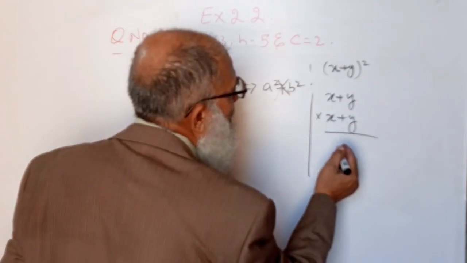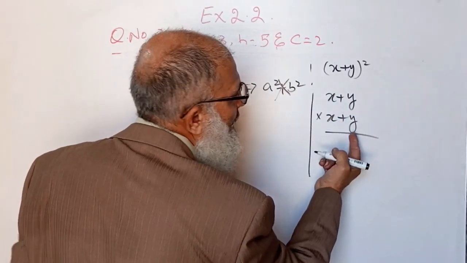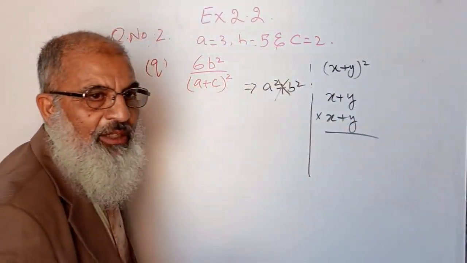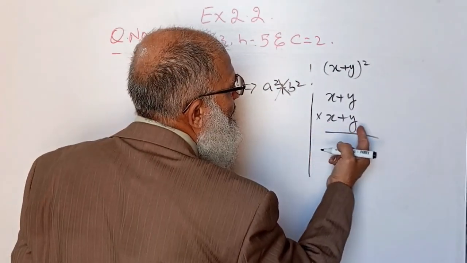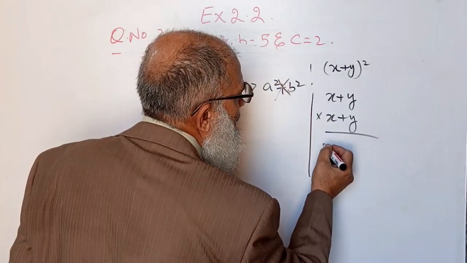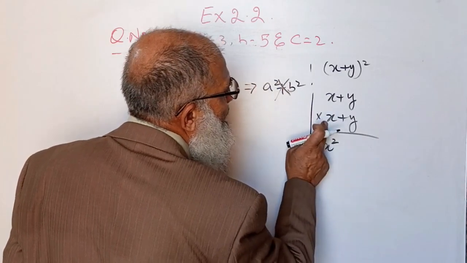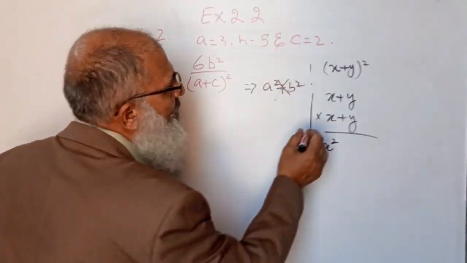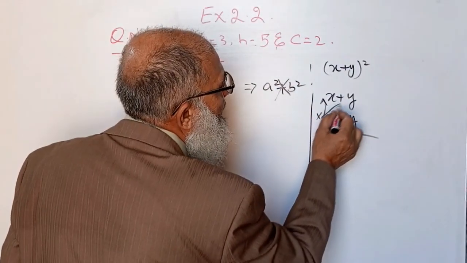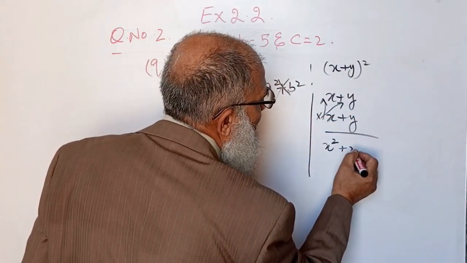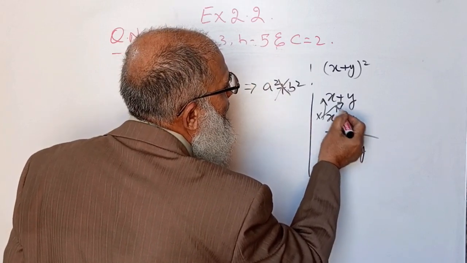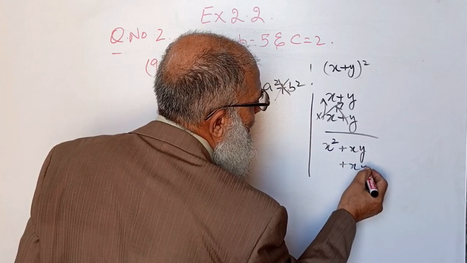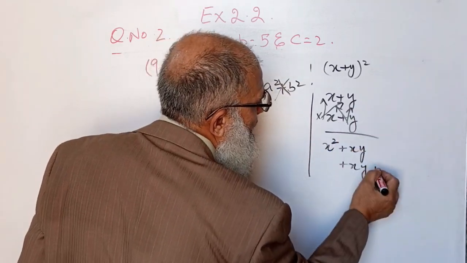We have to multiply each and every element to each and every element of the other. So you can start it from here. Now it will become x square. X multiplied by x is x square. X multiplied by y is xy. And for this it is xy. And for this it is y square.